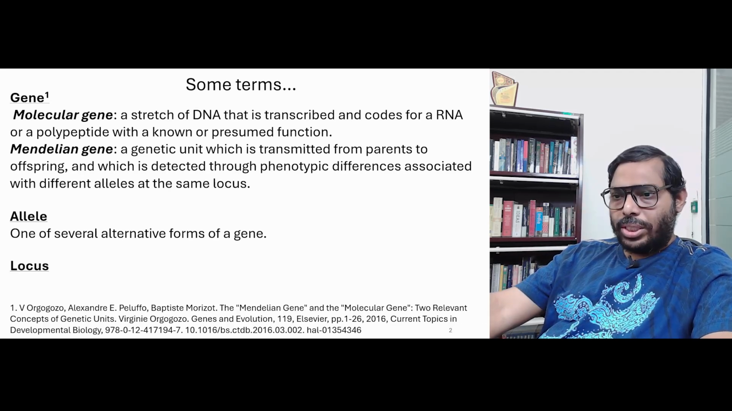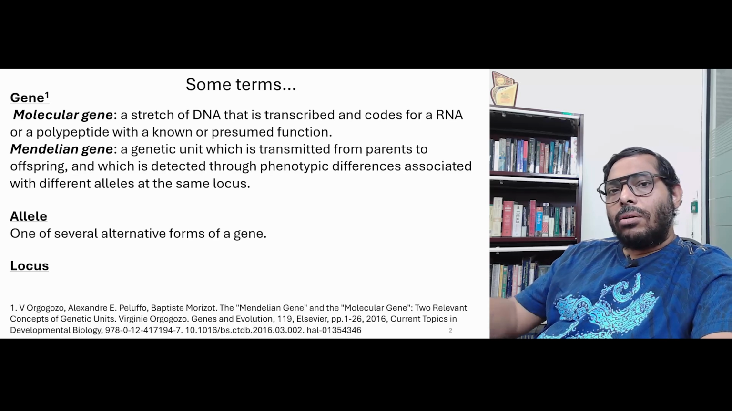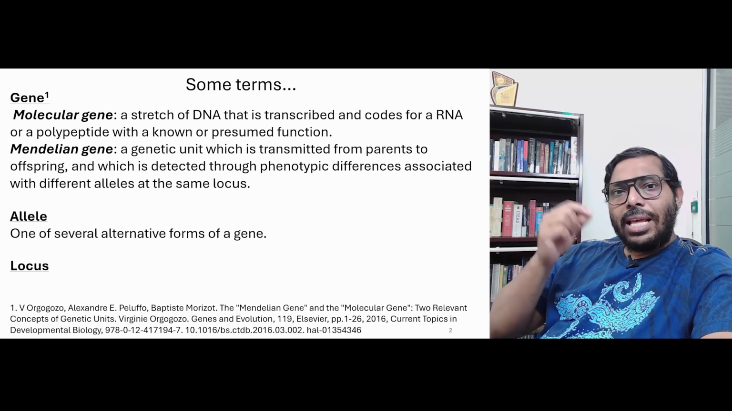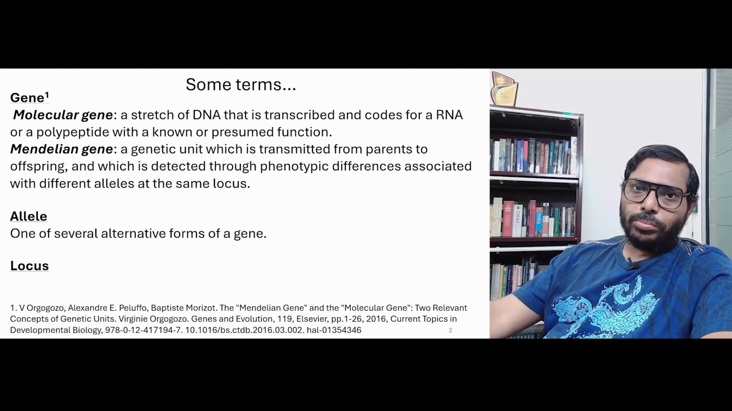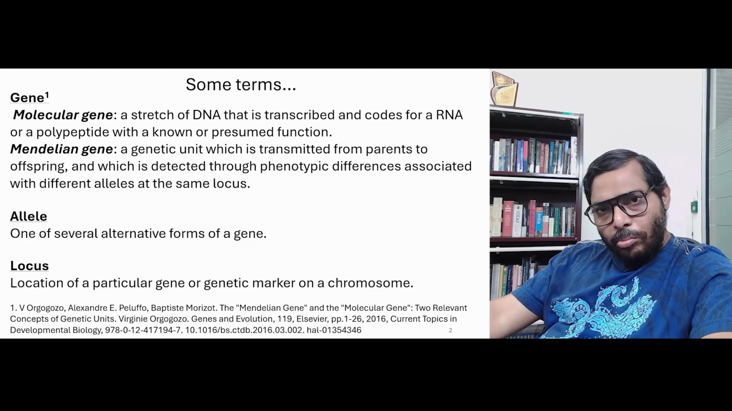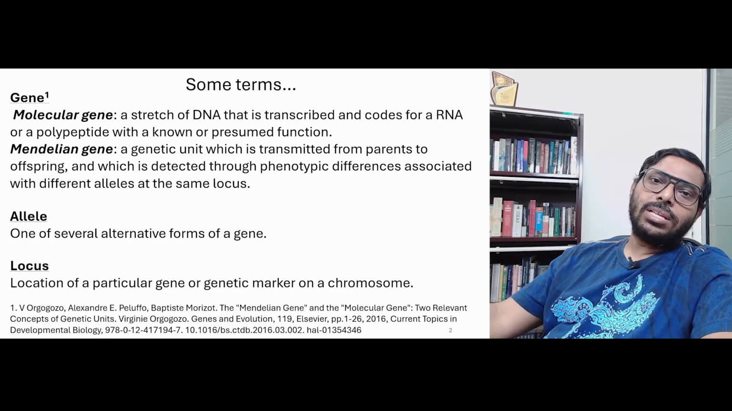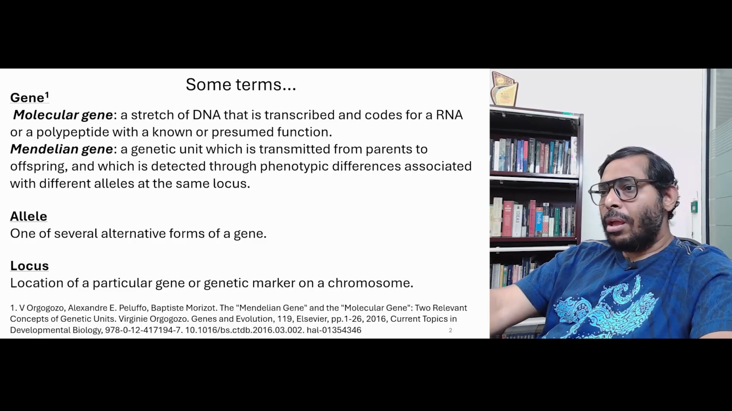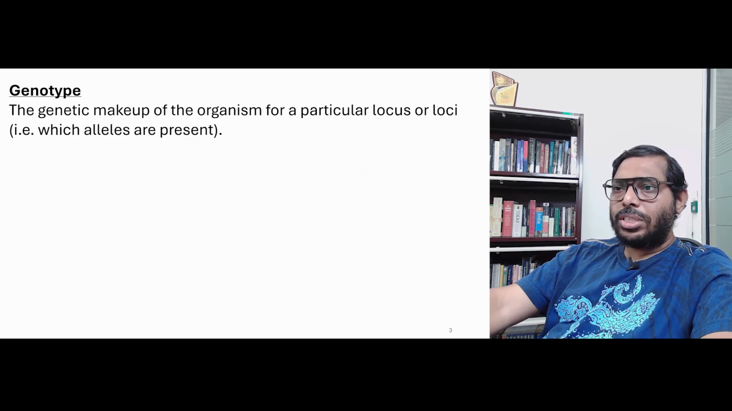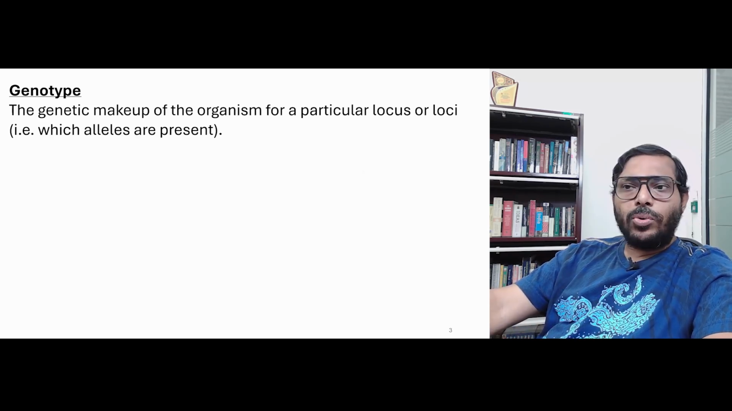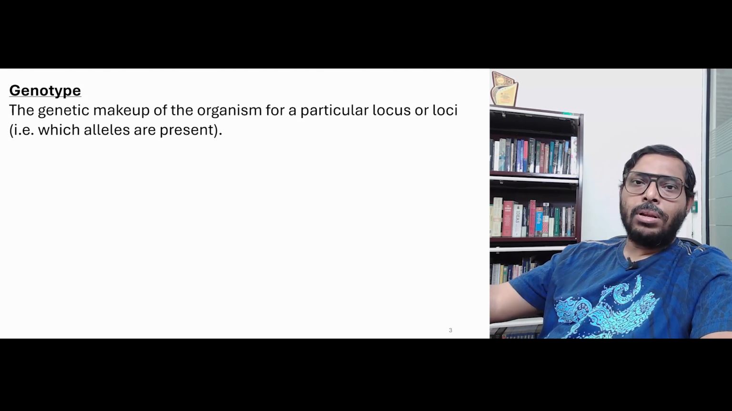And then what is the locus? You know that the genes are arranged on the chromosomes and they have specific positions on the chromosomes, and these specific positions of a gene or a genetic marker are what is known as a locus. Two other important terms, one is genotype. What is a genotype? Simply the genetic makeup of the organism for a particular locus or multiple loci.